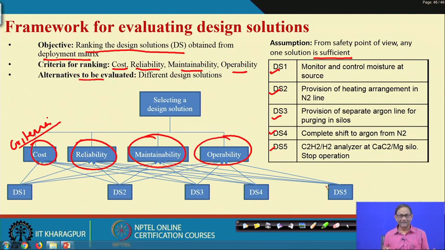So, what is the framework? If you want to use AHP, there will be a set of design solutions, which are basically a set of alternatives. Then there will be a set of criteria based on which the alternatives will be evaluated, and your ultimate goal is to select the best one, the best alternative. So, that is our framework. Now, let us see how we will achieve selecting the best alternative given several alternatives.